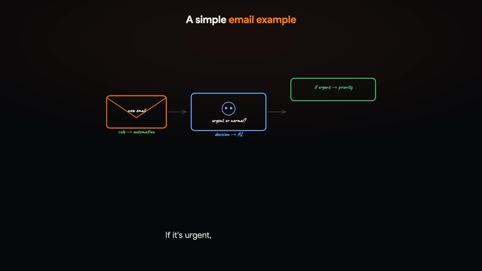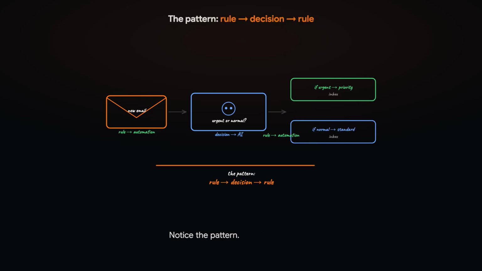If it's urgent, send it to the priority inbox. If it's normal, send it to the standard inbox. Notice the pattern. Rule, decision, rule. That's how most modern AI workflows are built.